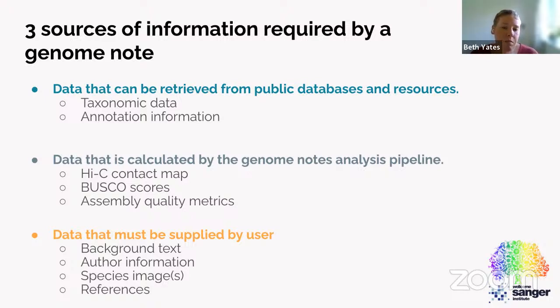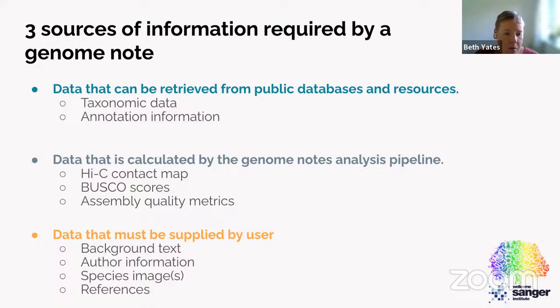And then there's data that can be calculated. So we can have our Genome-Notes analysis pipeline run some software and generate some information that then goes into the Genome-Notes. That is things like the assembly quality metrics I mentioned earlier, BUSCO scores, the Hi-C contact map based on the Hi-C data. And then there's data that is more difficult to get automatically.